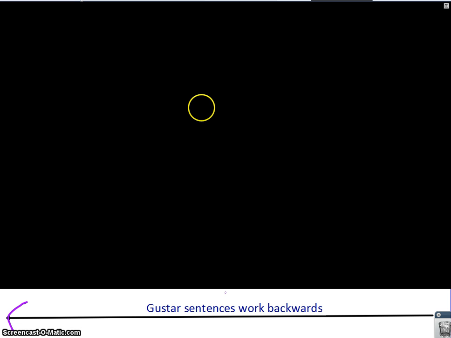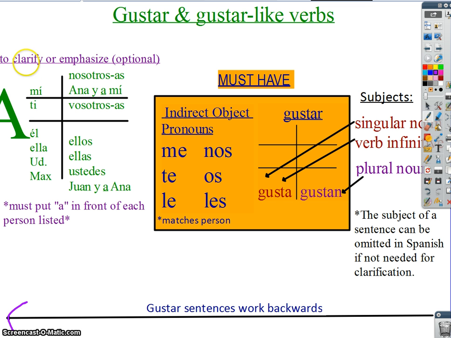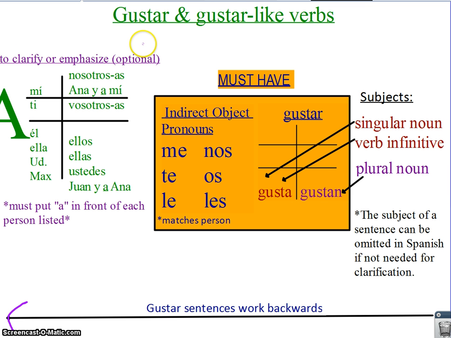So, let me show you this diagram. I'm going to quickly explain it, press pause, write everything down exactly as I have it written down, but hopefully a little bit more spread out and easy to read. Okay, so we use a at the beginning of a Gustar sentence, and I'm going to put this in parentheses and you should too, because it's optional. Again, I'm limited with my space.